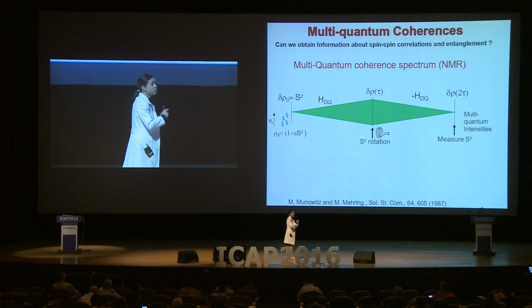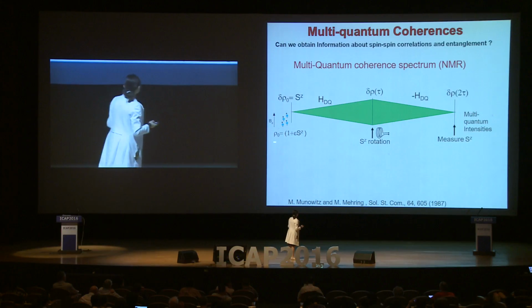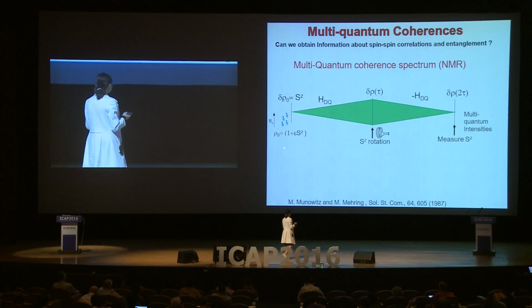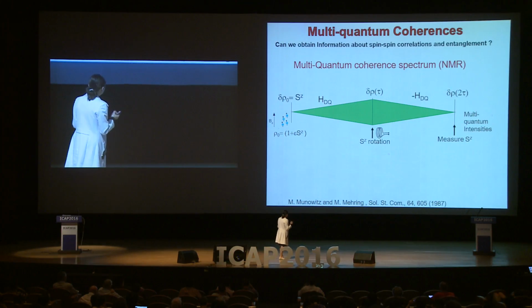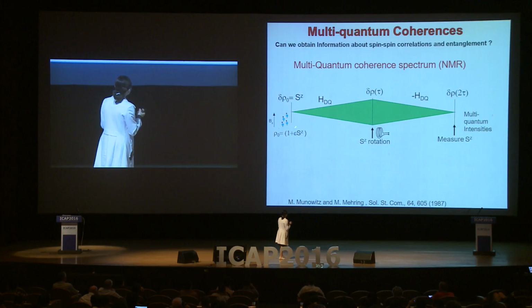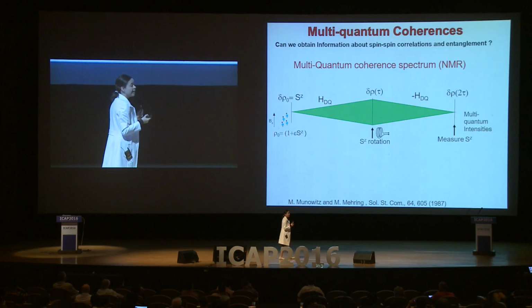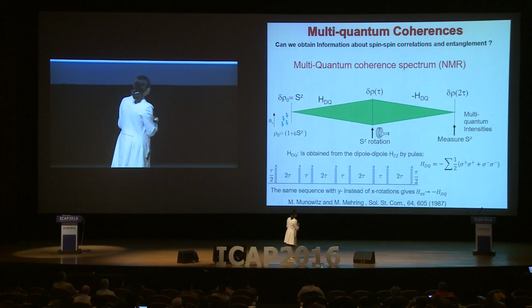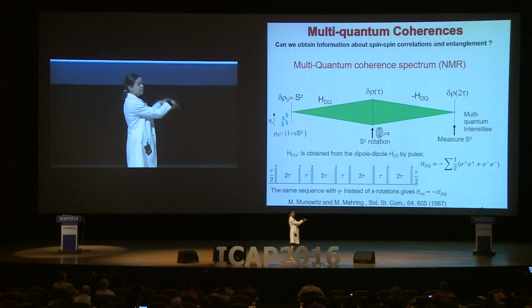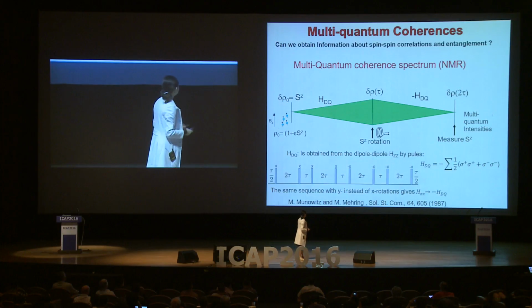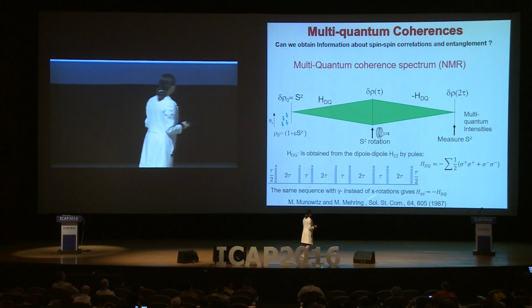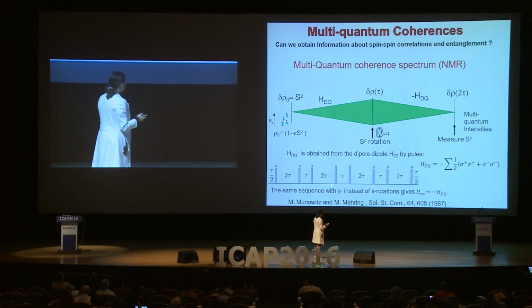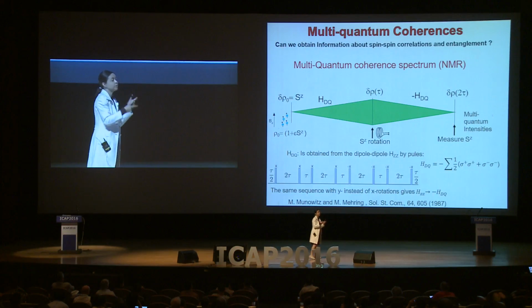In NMR, it's almost a finite temperature, so it's almost a unit density matrix, but you can introduce some polarization along the z direction. What they do is evolve this density matrix with a Hamiltonian that introduces pairs of flip-flops, called the double-quantum coherent Hamiltonian, which is done using the dipole-dipole interaction with a sequence of pulses.